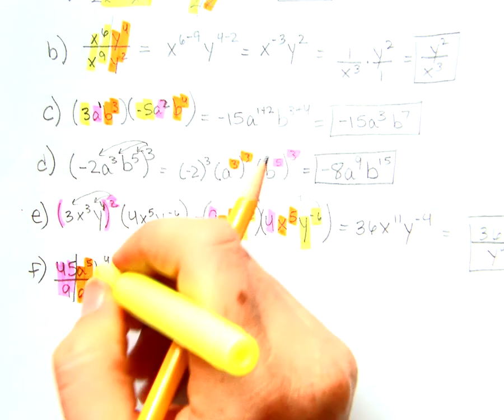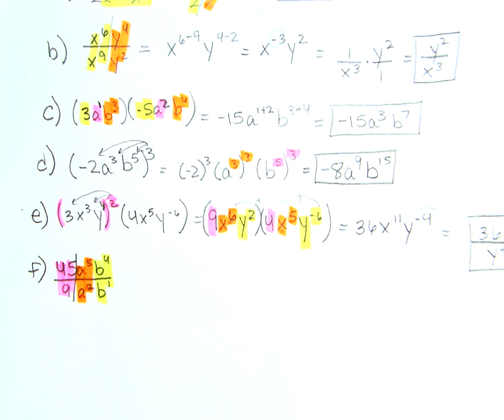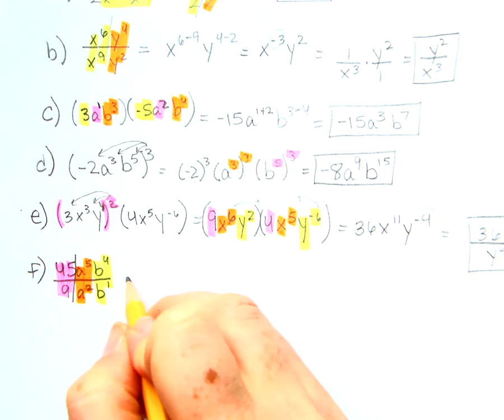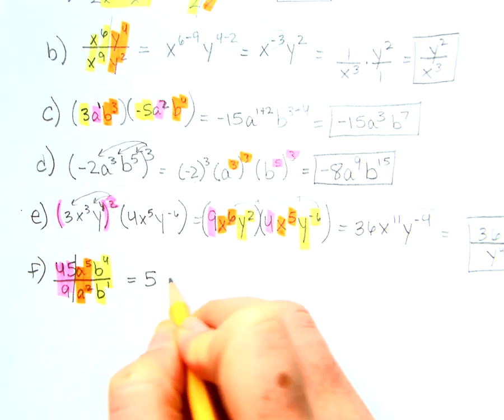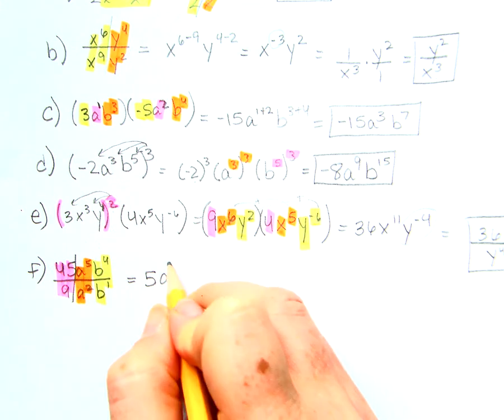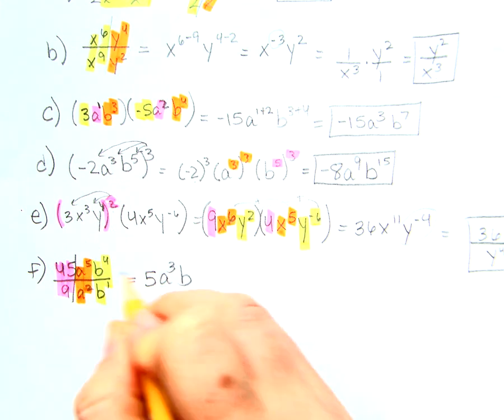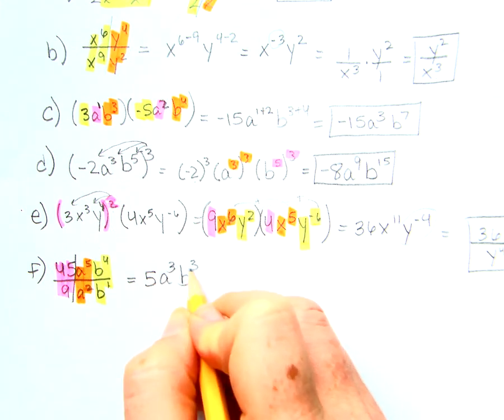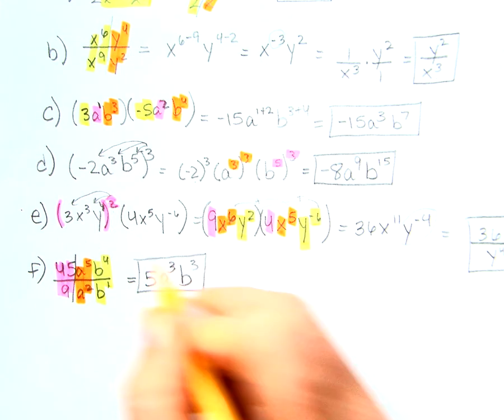And I'll divide my b's, which actually means I'll be subtracting my exponents. So 45 divided by 9 is actually going to be 5. A to the 5 minus 2, which will be 3. B to the 4 minus 1, which will be 3. Positive exponents means I can be done.